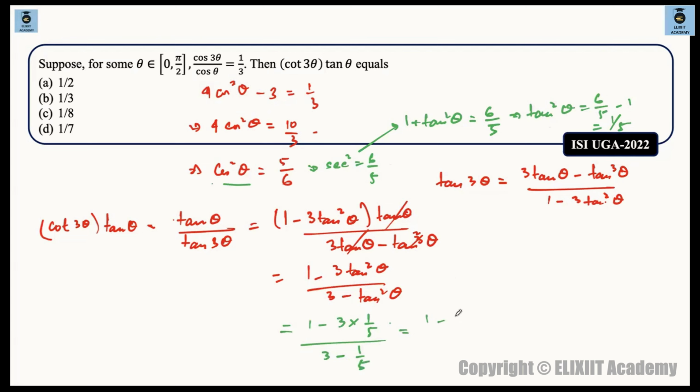So 1 minus 3/5 divided by 15 minus 1, this is 14/5. Let's simplify this also. This is basically 2/5 divided by 14/5. So 2/14 means 1/7. Option D is correct.